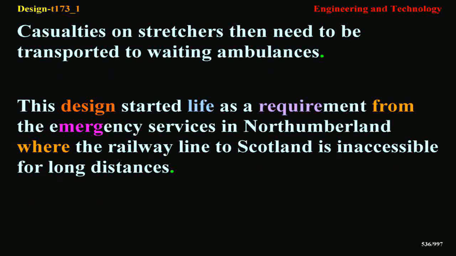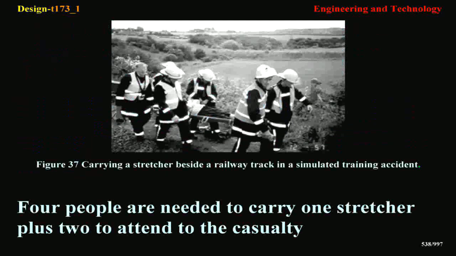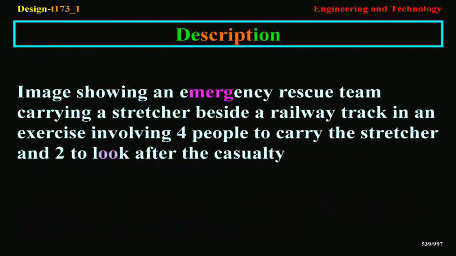This design started life as a requirement from the emergency services in Northumberland, where the railway line to Scotland is inaccessible for long distances. Figure 37 shows an emergency rescue team carrying a stretcher alongside a track in a simulated training accident. Note that 6 people are needed and progress is hazardous. Figure 37, carrying a stretcher beside a railway track in a simulated training accident. 4 people are needed to carry one stretcher plus 2 to attend to the casualty.